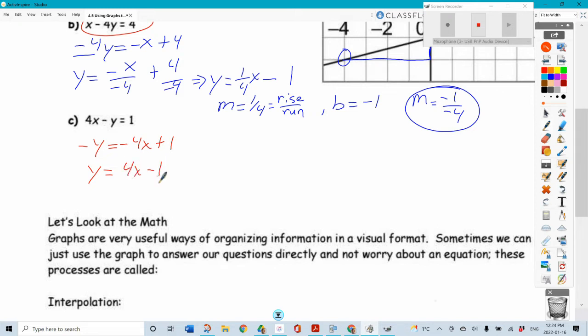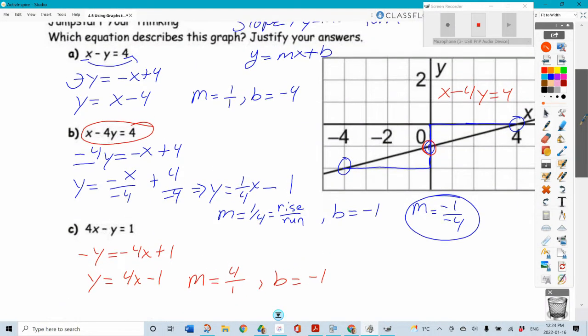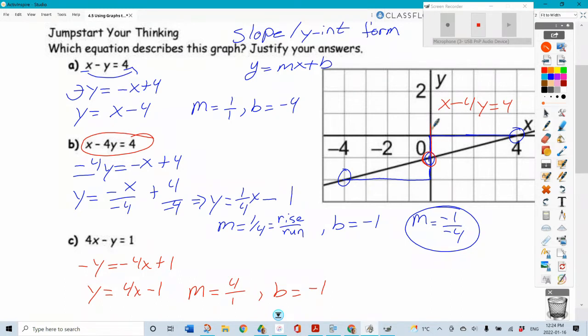So here I have a slope value of 4 over 1. Remember, rise over run, and if I don't have a number under the 4, I can just put 1. And I have a b value that's equal to negative 1. On my graph, this does work for my b value of negative 1. But notice that my slope is 4 over 1, so that's a rise of 4 and a run of 1. That would be like going 1, 2, 3, 4, and over 1, so my other point would be up here. So we know that one cannot be right. So again, it still stays with x minus 4y equals 4.